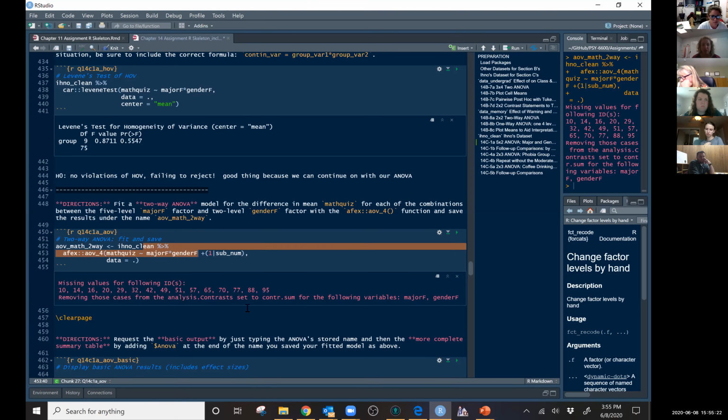The second part is just telling you that major and gender are categorical variables, and it knows it, and it's going to use the contrast. That's perfect. That's okay. So that's fine.